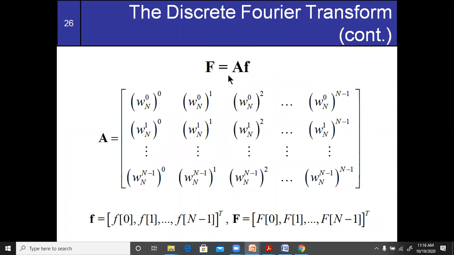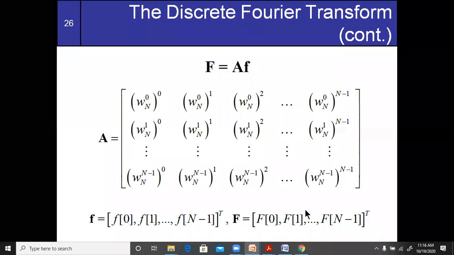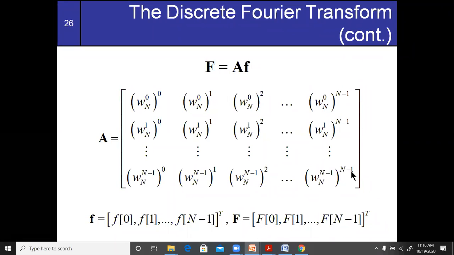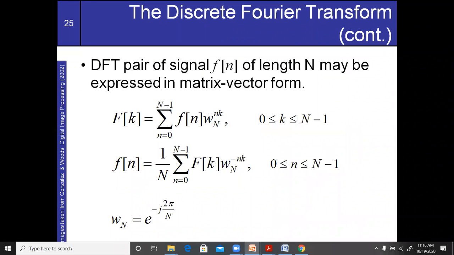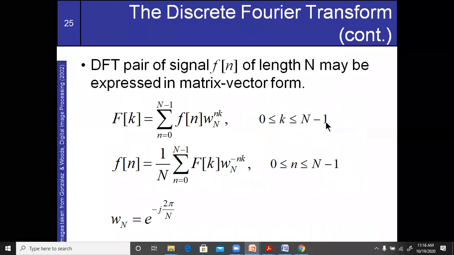F is equal to A f, where A is nothing but W_N to the power 0, 0, W_N to the power 0, 1, and so on, right? We can keep on writing this, and this will be W_N to the power N minus 1 whole to the power N minus 1. Now, K can take values 0 to N minus 1.